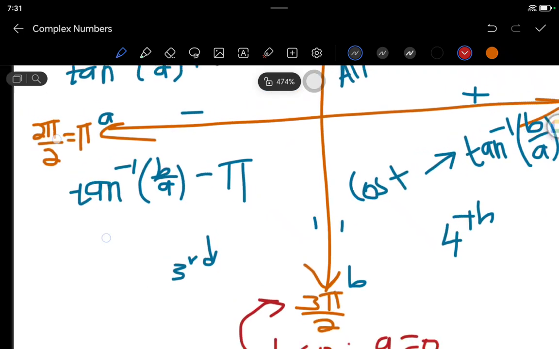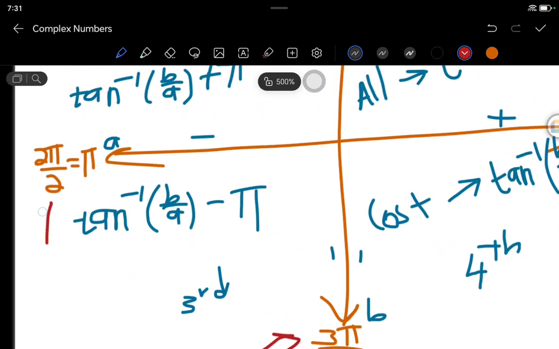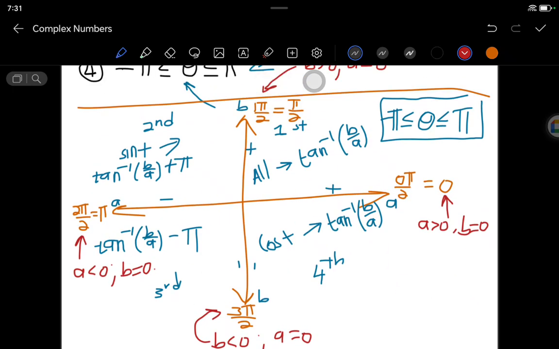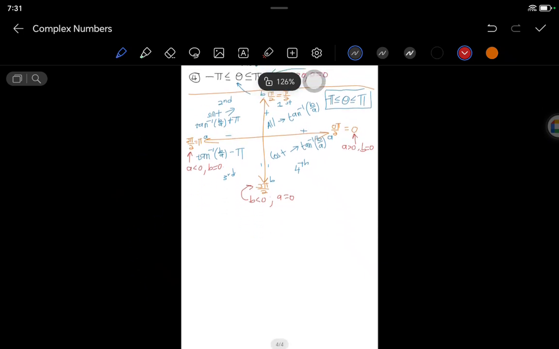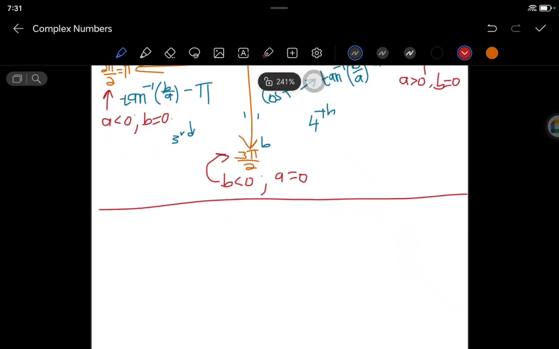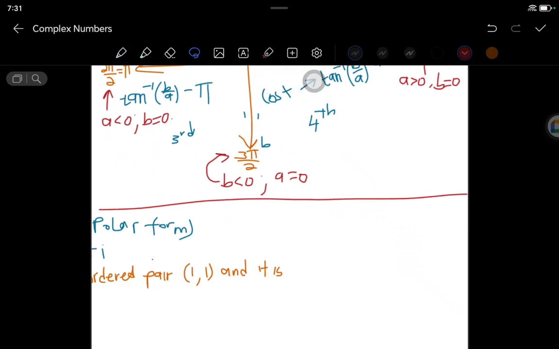Then here A is going to be less than 0 and B is going to be equal to 0. Right. Now let's go back to that question. We're just gonna be referring back to this. It's good that if you practice this and know it by heart, you'll be good to go, right?